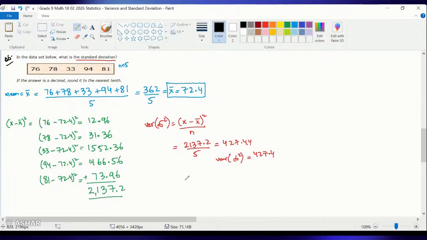In order to find the standard deviation, we say the variance is equal to 427.4. We take the square root on both sides, the square root of 427.4, and the standard deviation comes out to be 20.67. To 1 decimal place, or the nearest tenth, that comes out to be 20.7, and that is the answer. Agreed?